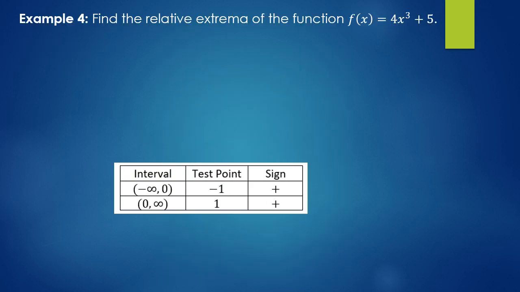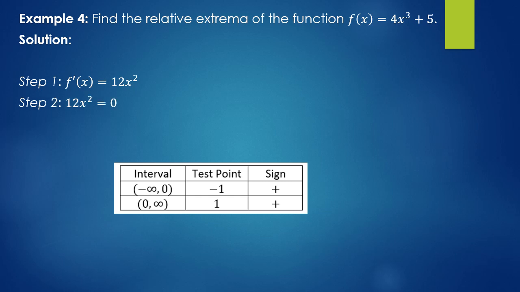Okay, we now go to the fourth example. Let's have the function 4x cubed plus 5. Again, we find the first derivative, so that will be 12x squared equated to 0. The only solution there is x equal to 0. So the intervals that we have are from negative infinity to 0 and 0 to positive infinity. We will be using test points negative 1 and 1.